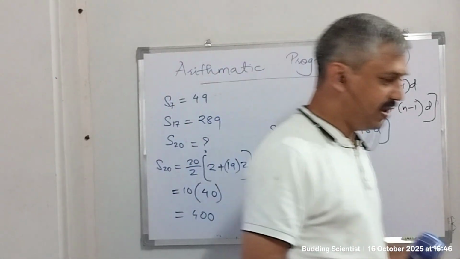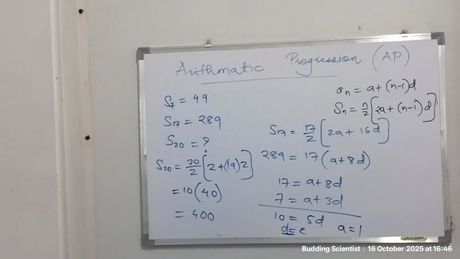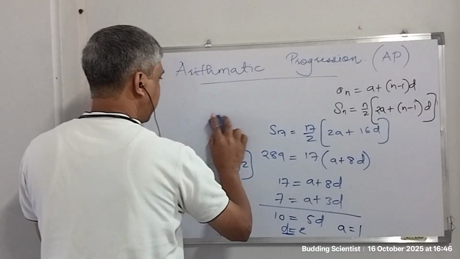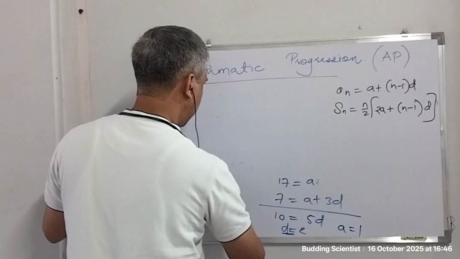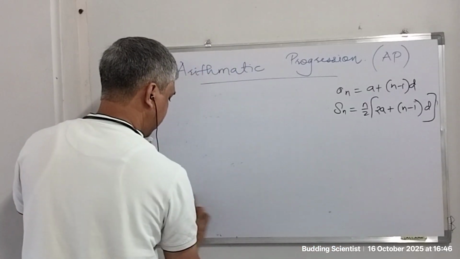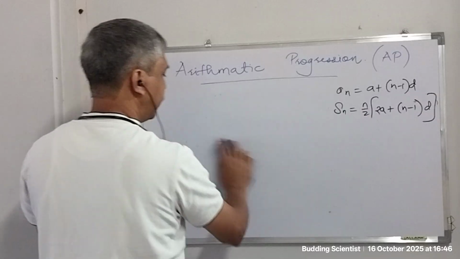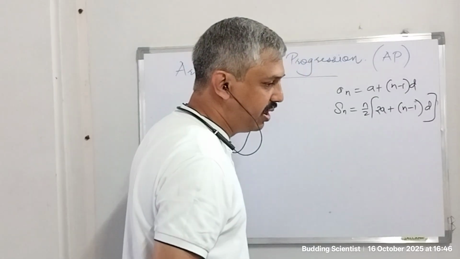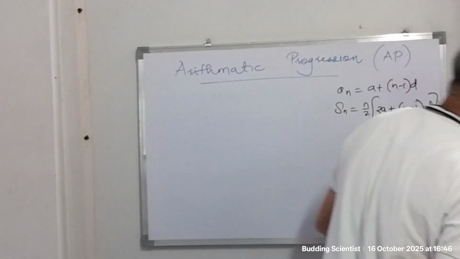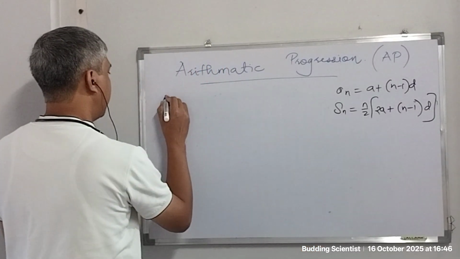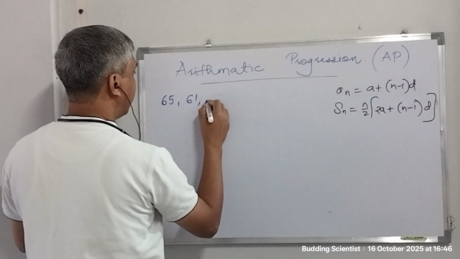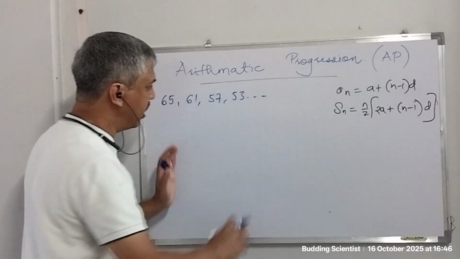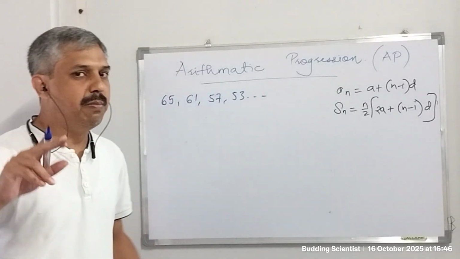We'll solve one more problem. Which term of the AP is the first negative term? The AP is 65, 61, 57, 53 and so on. From this AP, the terms are reducing. So the value of d must be negative.